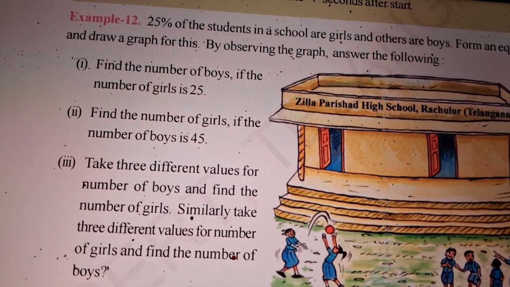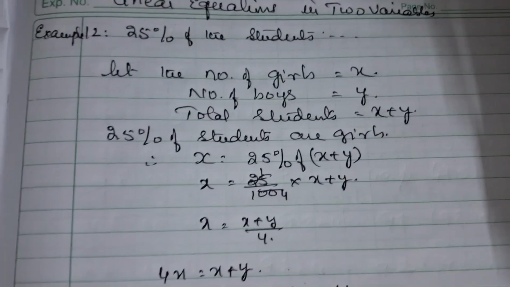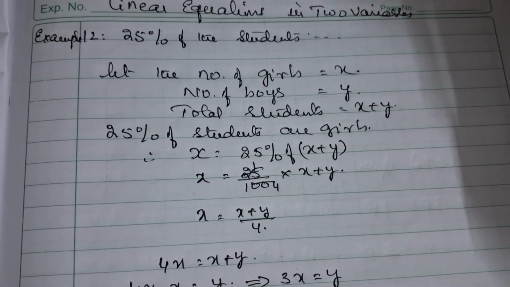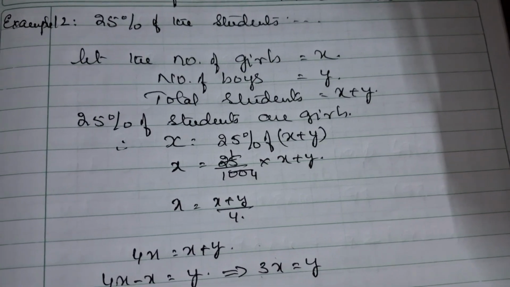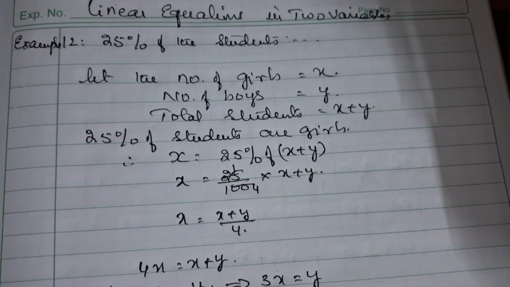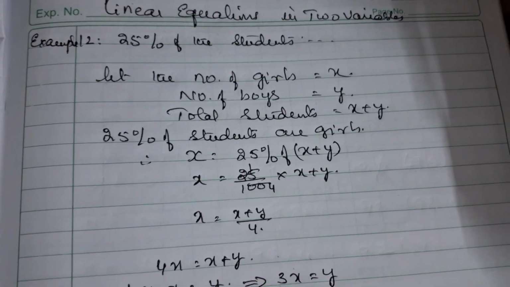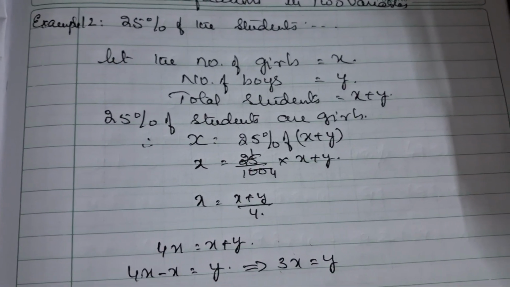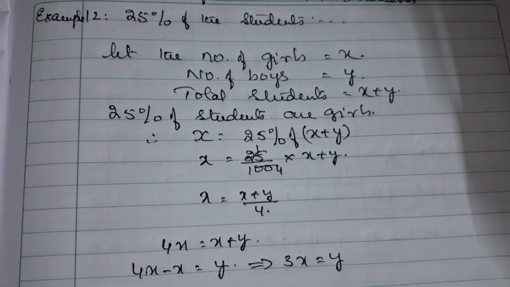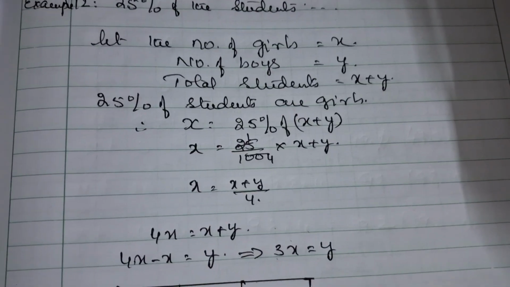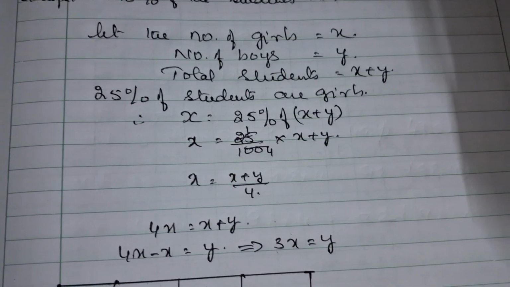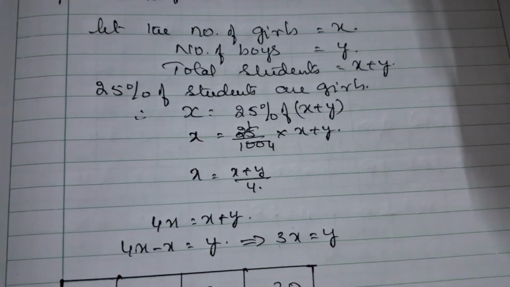So first let us draw the graph for it. See the equation, children. 25% of the school students are girls and the remaining are boys. So let us take the number of girls as x and the number of boys as y. So total students will be x plus y. According to the problem, 25% of the students are girls. That means girls are x, no?